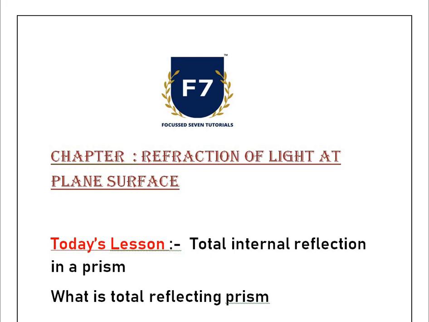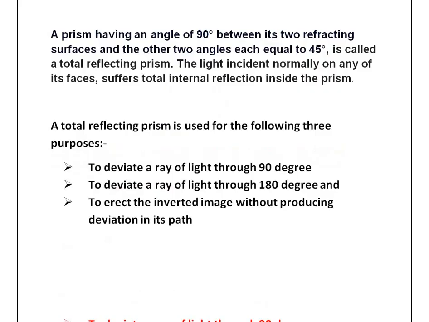Our today's lesson is total internal reflection in a prism. And what is a total reflecting prism? So students, let's start. A prism having an angle of 90 degrees between its two refracting surfaces and the other two angles each equal to 45 degrees is called a total reflecting prism. And the light incident normally on any of its faces suffers total reflection inside the prism.